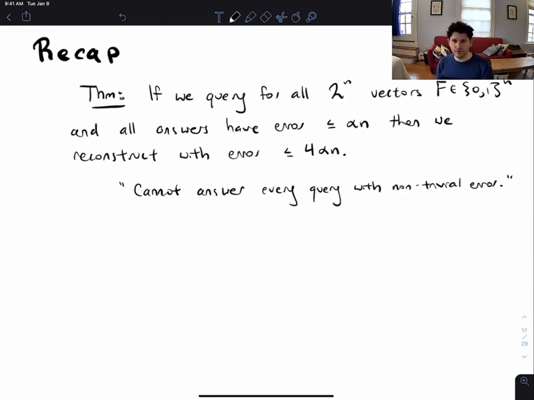And last time we proved the following theorem. Sorry, I'm still getting used to where my video goes in the corner and where I can't write.